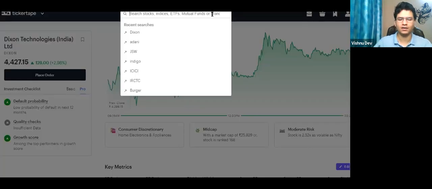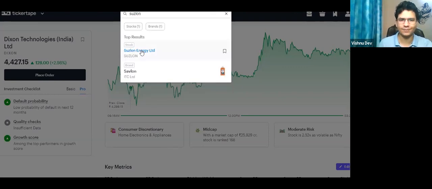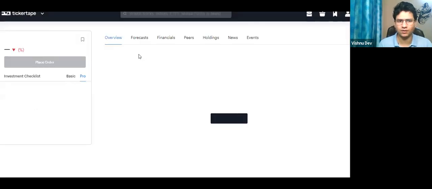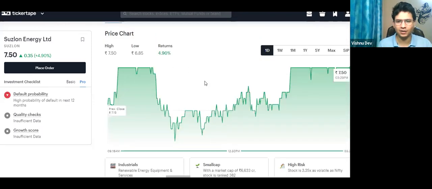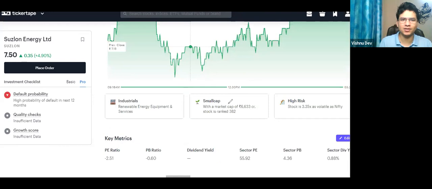Now, let us see this. I will show you some small cap companies also. Small cap companies are not very well known. It is one of the small cap companies, Suzlon Energies. Jio is not a company. Jio is with Reliance, Rohan. There are lots of companies. This is the website Tickertape. You can just go and check. I hope all of you understood this.